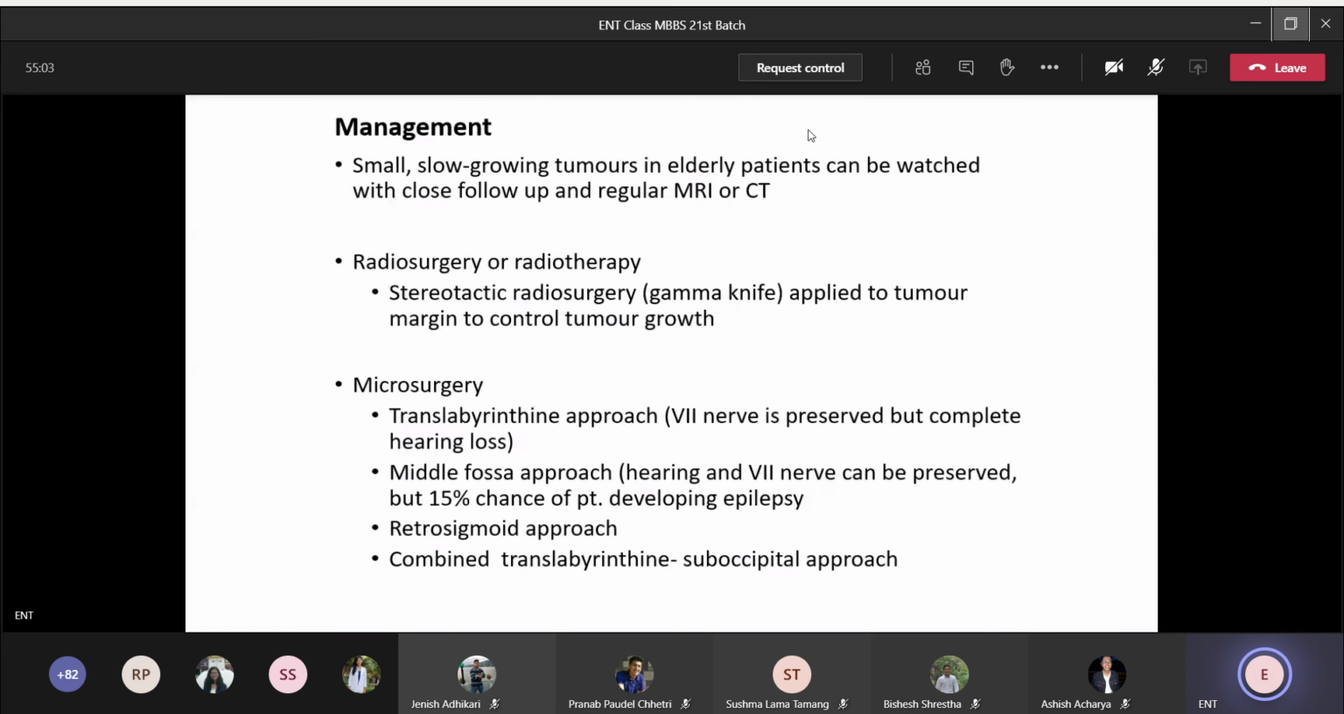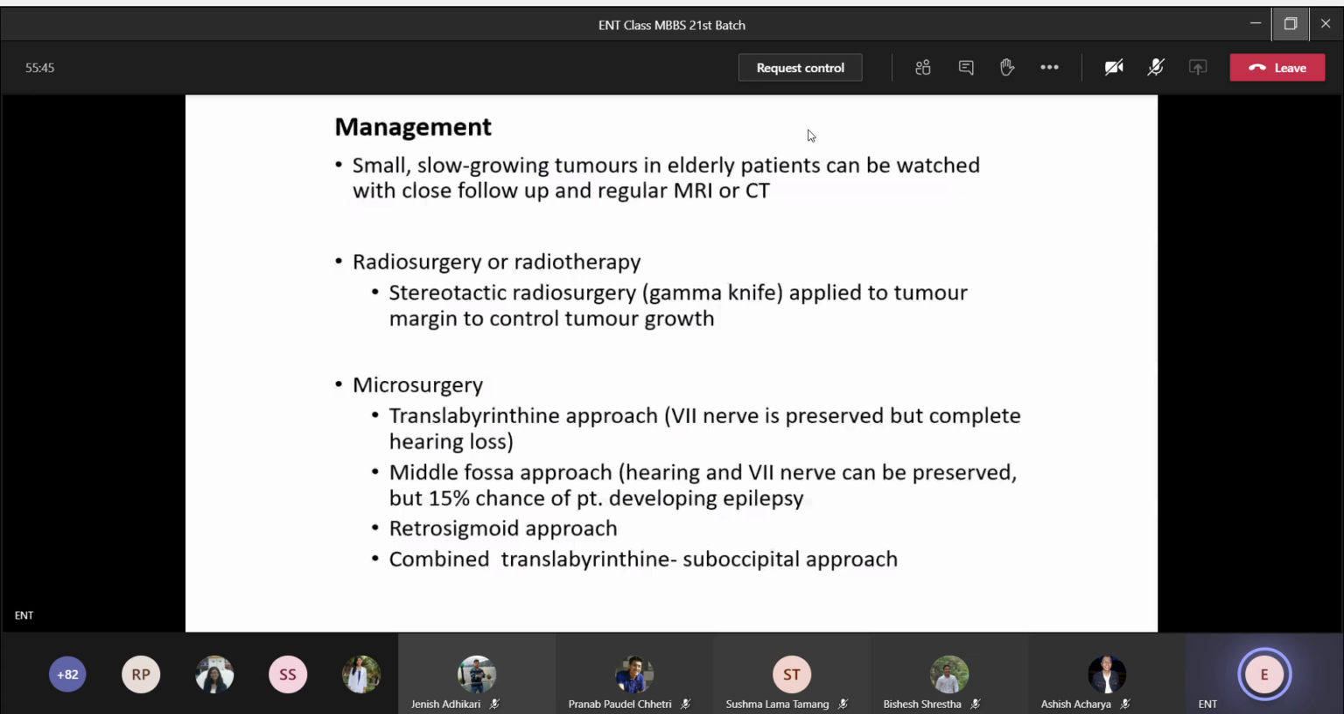Now we go to the management. So regarding management, if the tumor is very, very small and you know it's a slow growing tumor and the patient is old, you don't need to go ahead and do a big surgery. You can just watch, observe the patient closely. That means you call the patient for close follow-up and see him, look at his symptoms, signs. You can do a regular MRI. So you don't need to go ahead with bigger surgeries, looking at the age and comorbidity the patient has, because it's a very slow growing tumor.